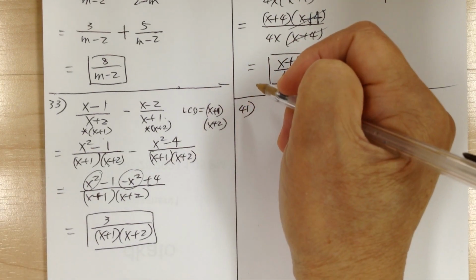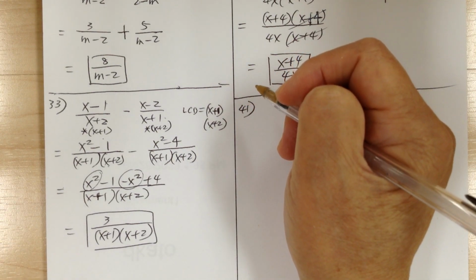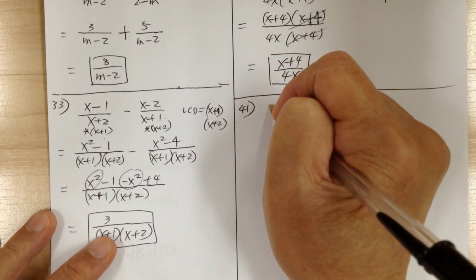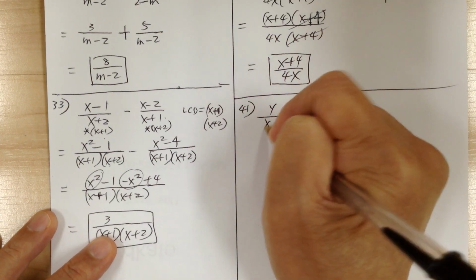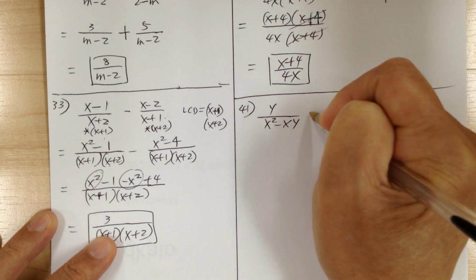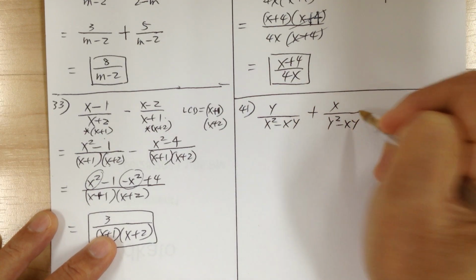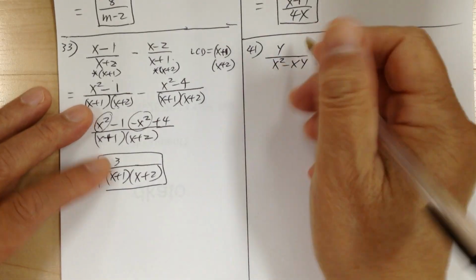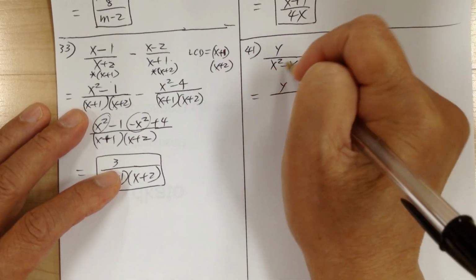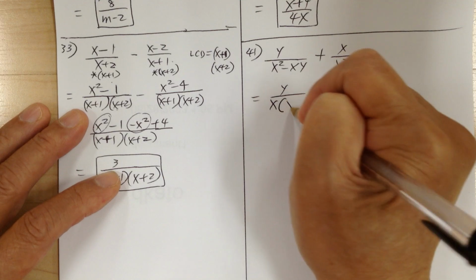Okay, number 41. You have y/(x squared minus xy) plus x/(y squared minus xy). First, let's go and do the factoring. This one you can factor the x, so it'd be x minus y.